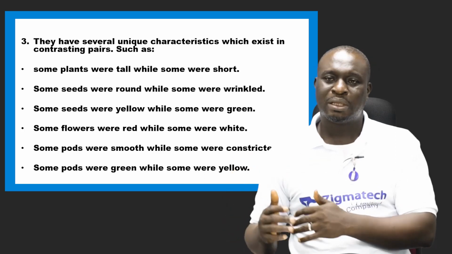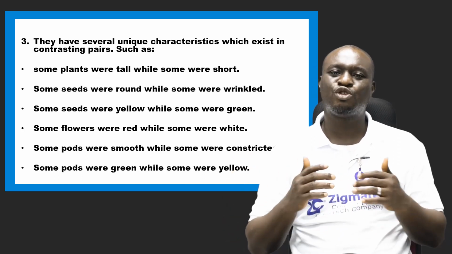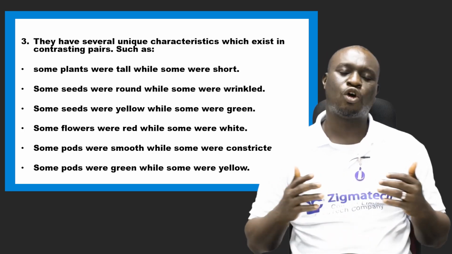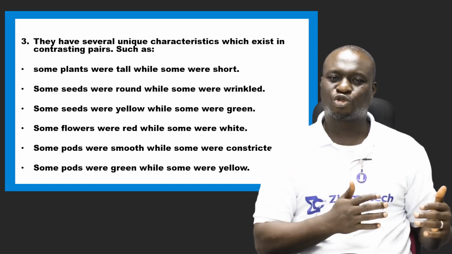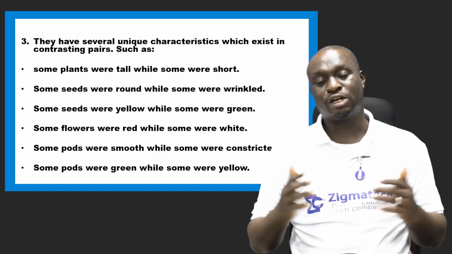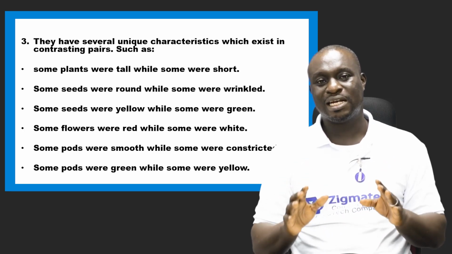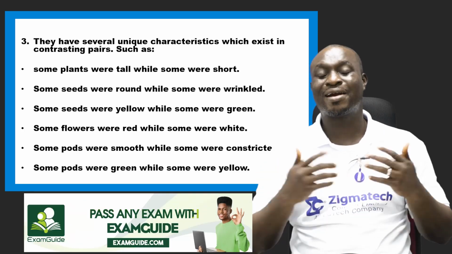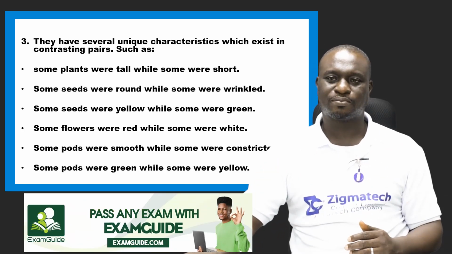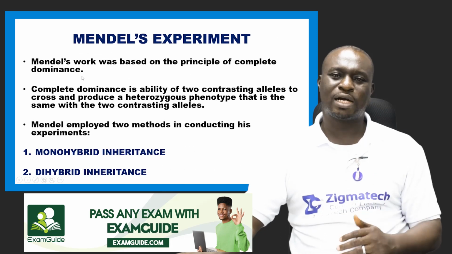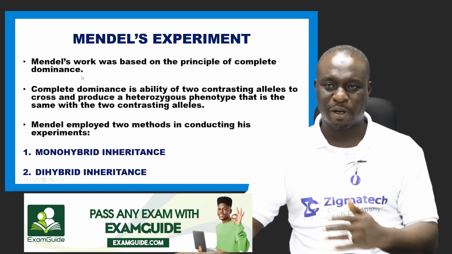Now, based on these several unique characteristics which exist or occur in contrasting pairs, Gregor Mendel actually discovered that they were perfect for his work or to carry out his experiment. Now, let's take a look at some of Mendel's experiments.